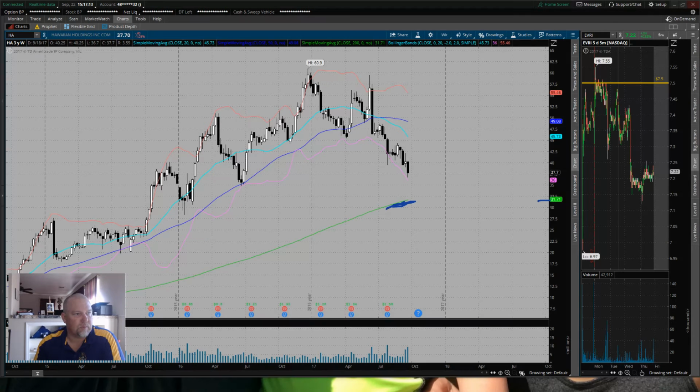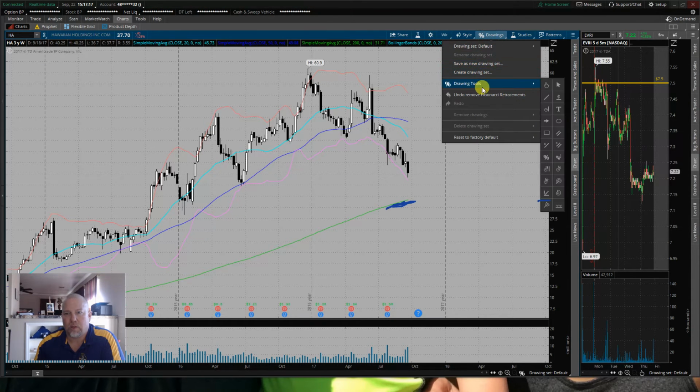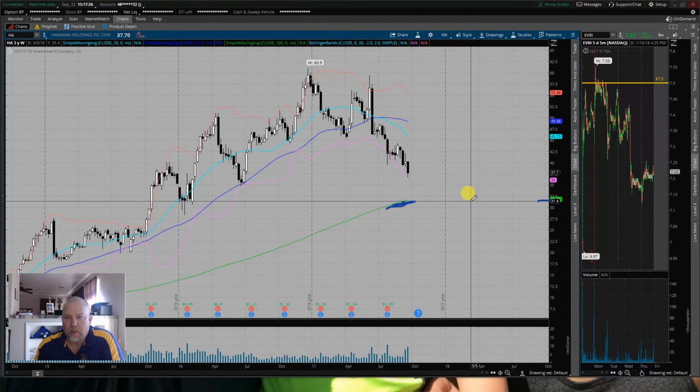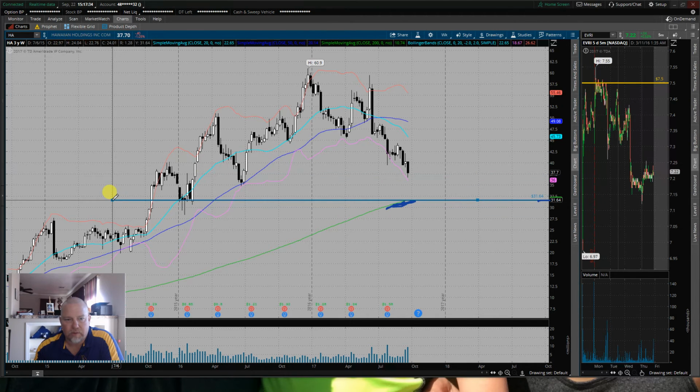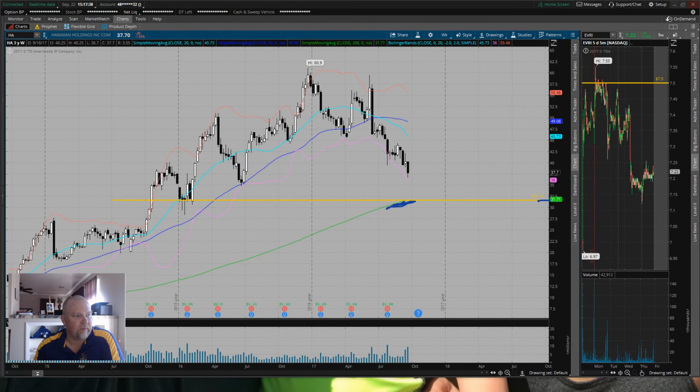Let's do some more technical quickie analysis on this and go to drawing tools. How about a price level? Where's the dollar sign? Maybe on here. Here it is. Boom. So check it out. If I put this price level right here and I extend this out right at the intersection of that 200, what do I see right here? But a very nice support point.